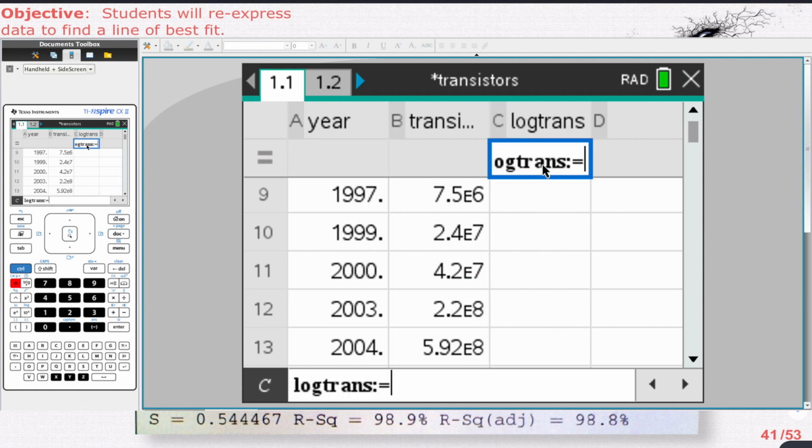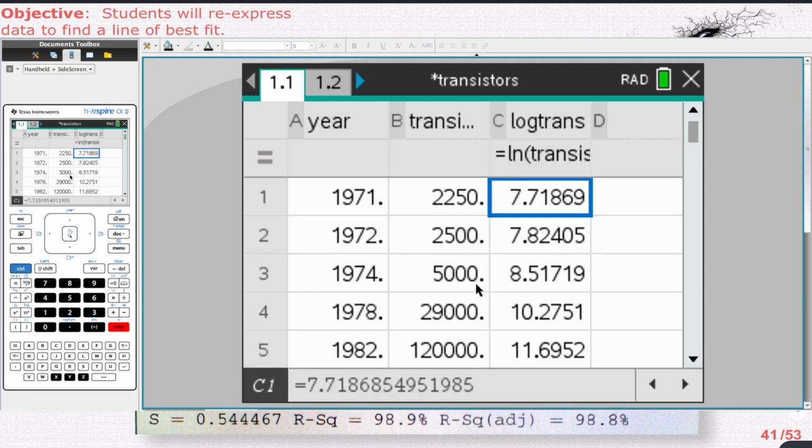I'm going to say equals ln. So I can just type in ln, or I can use the ln function, which is in the blue part for e, parentheses, and I just type in my variable, transistors. And since it bolds it, because it knows what it is, and I hit enter, now I get the log of each of those values.